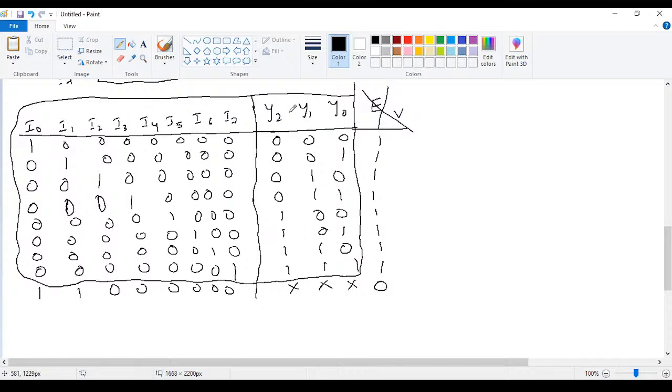So now we can see what is the output here, Y2. So how many outputs? 3 outputs. So here we have 3 outputs.